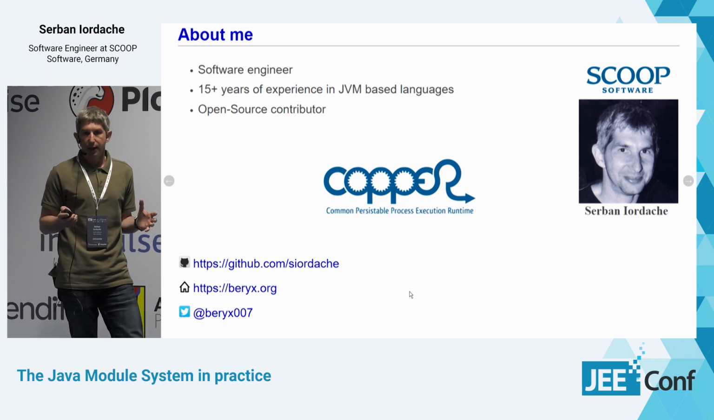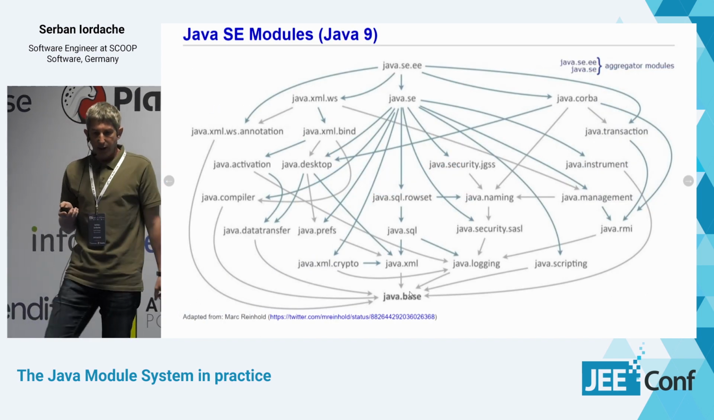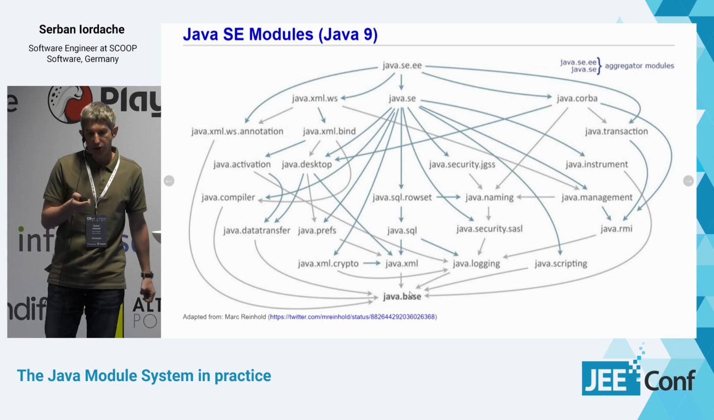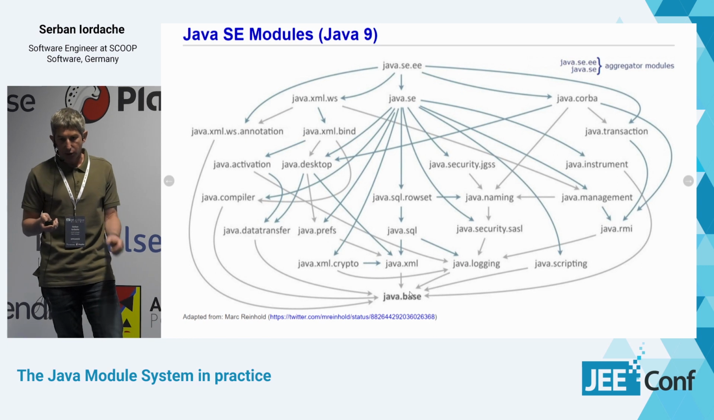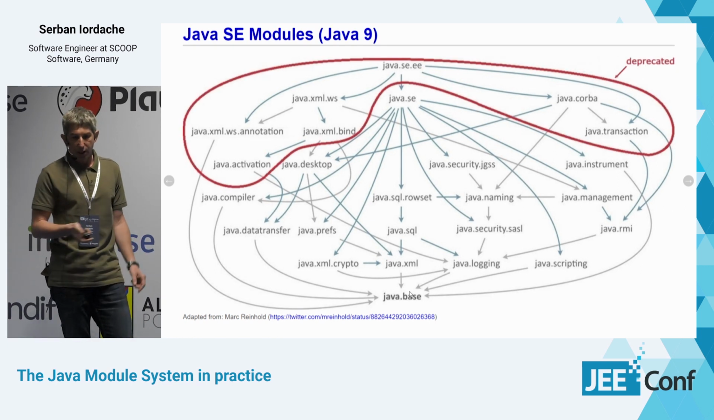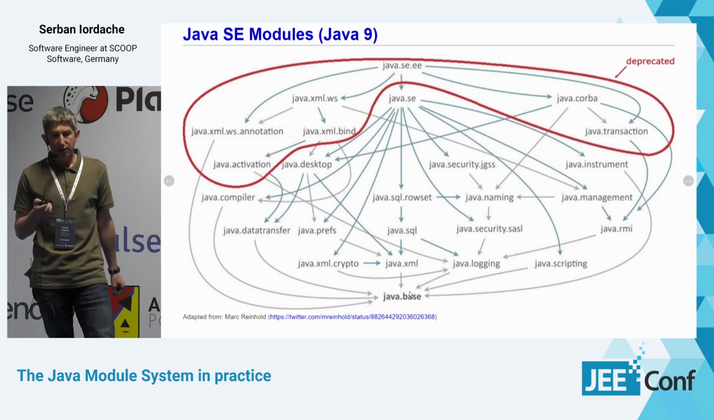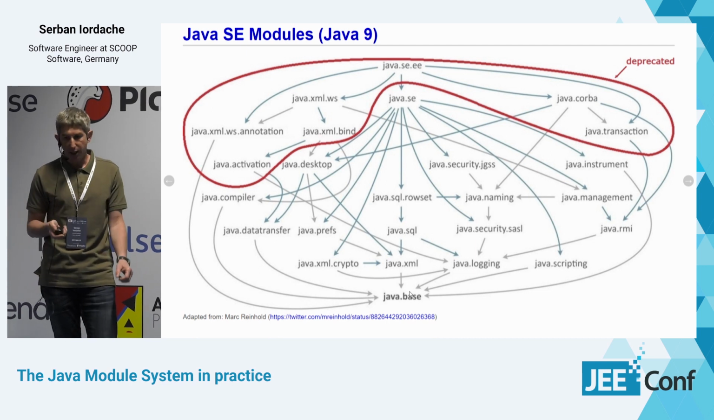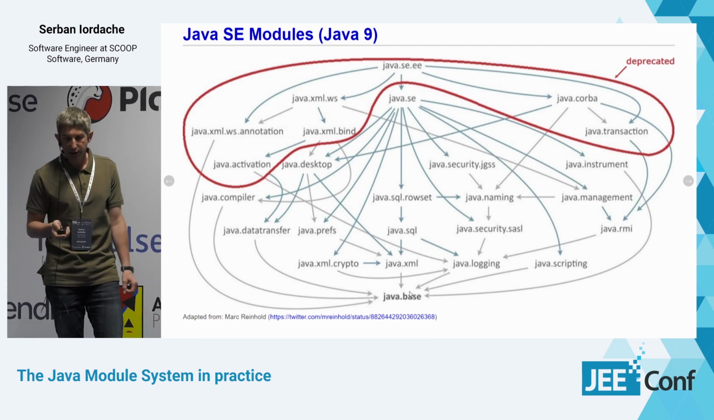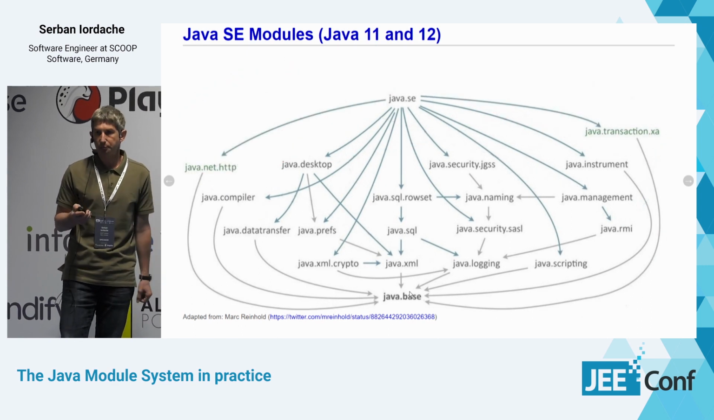Since Java 9, the JDK is no longer a monolith. It has been split into several modules. And here you can see the module graph of the Java 9 Standard Edition platform. At the top of this picture, there are several modules related to the Enterprise Edition. So they don't really belong to the Java Standard Edition platform. And therefore, they were deprecated in Java 9, and they were removed in Java 11.